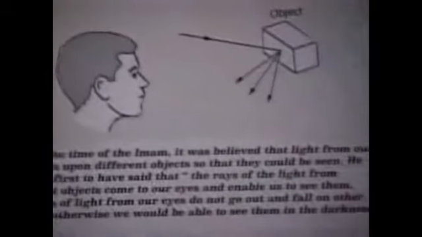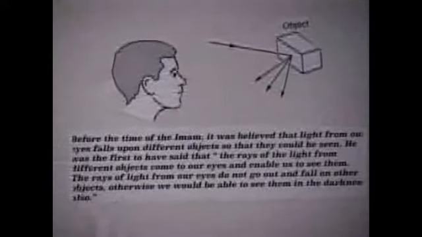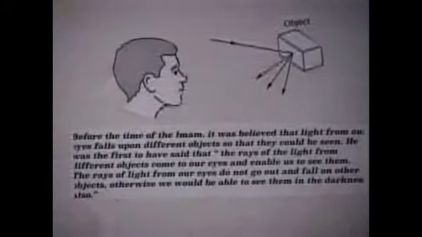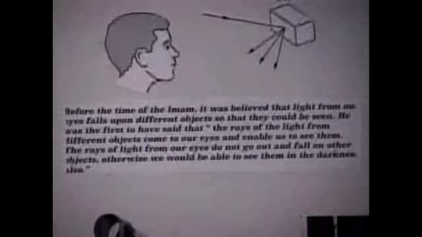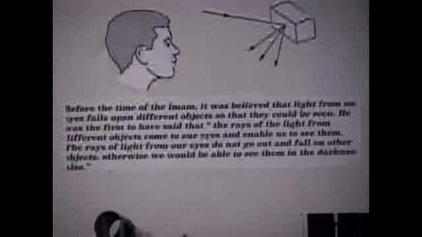He said that light reflected by different objects comes to us, but only a part of the rays enter our eyes. That is the reason why we do not see distant objects clearly. Before the time of the Imam, it was believed that light from our eyes fell upon different objects so that they could be seen. Imam was the first to say that the rays of light from different objects come to our eyes and enable us to see them. The rays of light from our eyes do not go and fall on other objects. Otherwise, we would be able to see them in darkness.